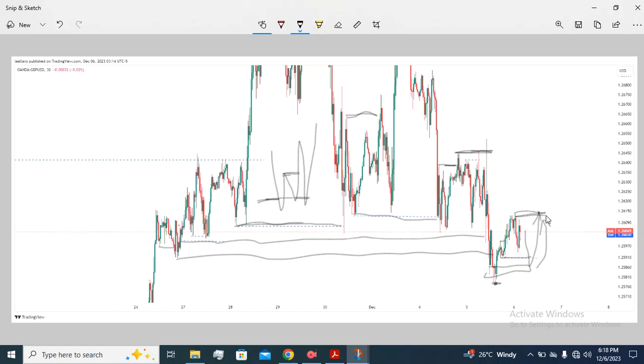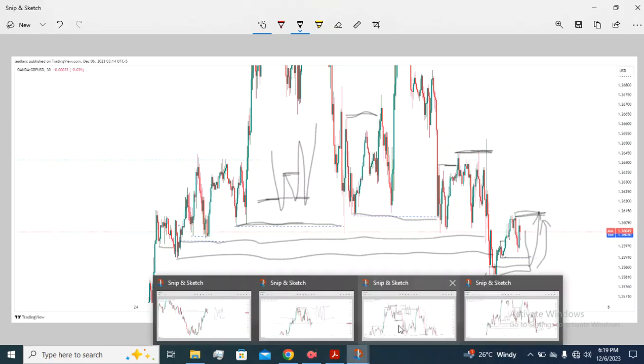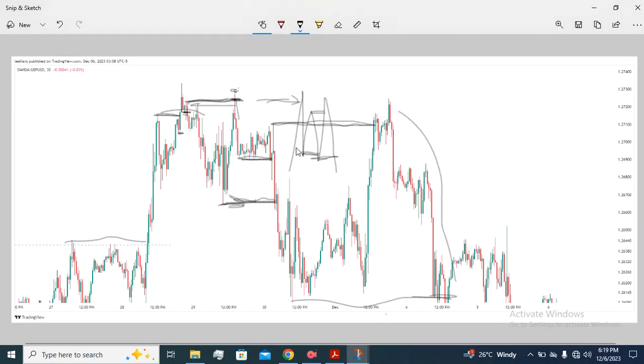Yes, that is it. As simple as that. That is how we catch sniper entries. This one was in the 30 minutes time frame. Yes, we just have our sell model like this.